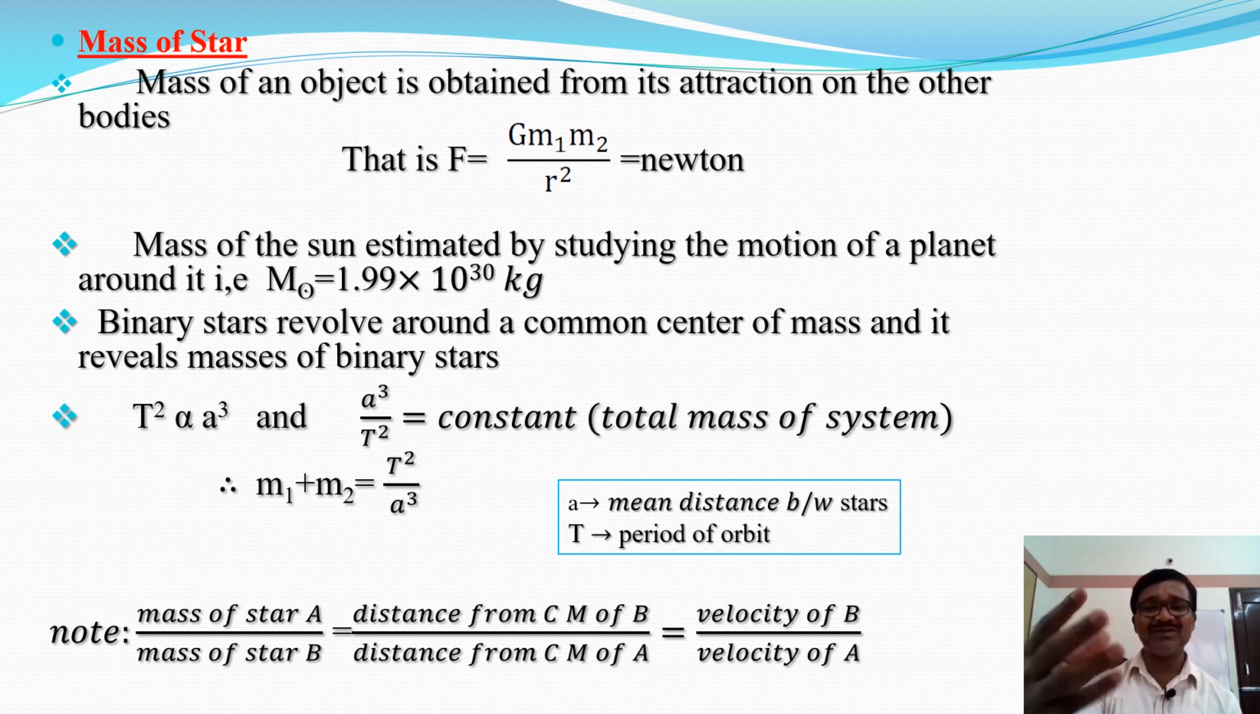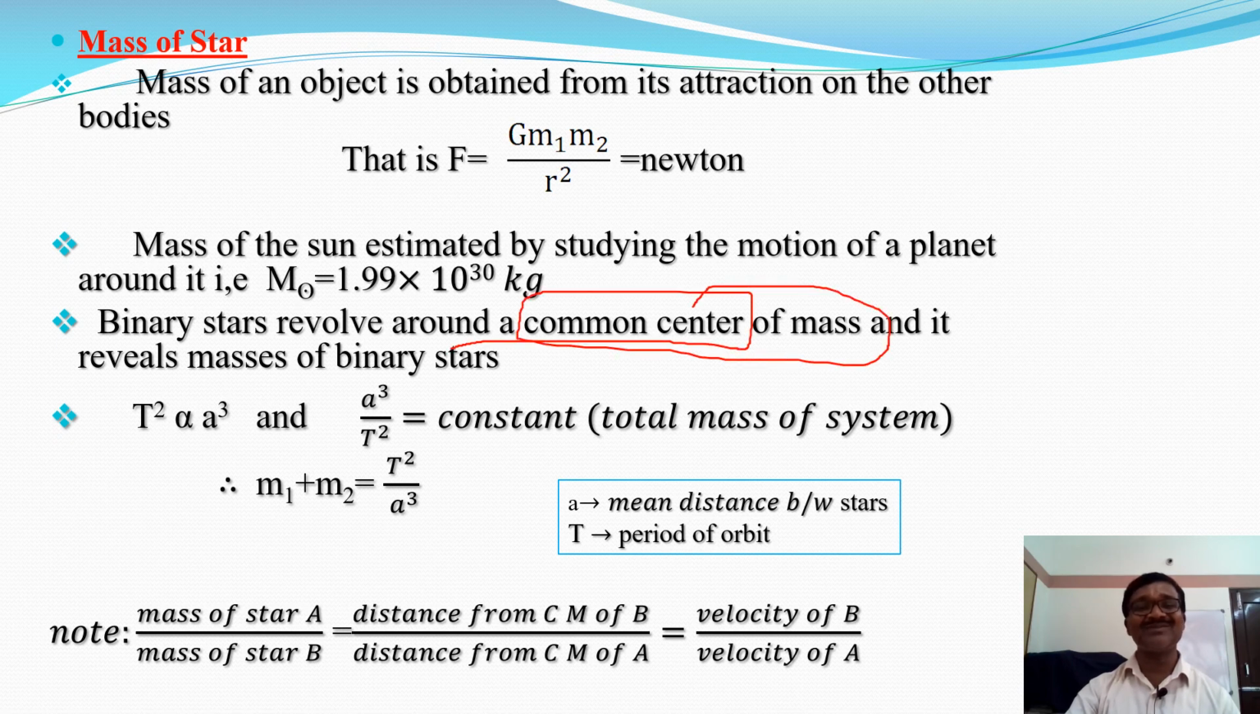One is Newton's law of gravitation. The velocity of the planets revolving around the sun is another method. Also, there are many stars, mostly 99% of the stars in the universe, present as binary stars. These binary stars revolve around the center of mass, and it reveals the mass of the binary stars.